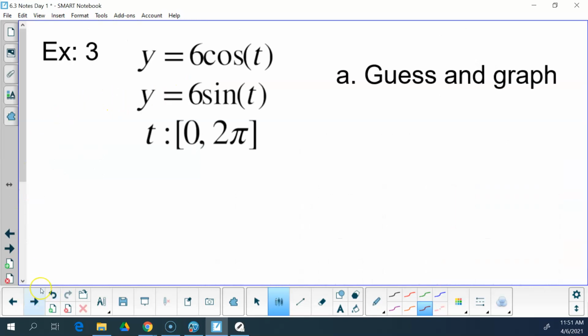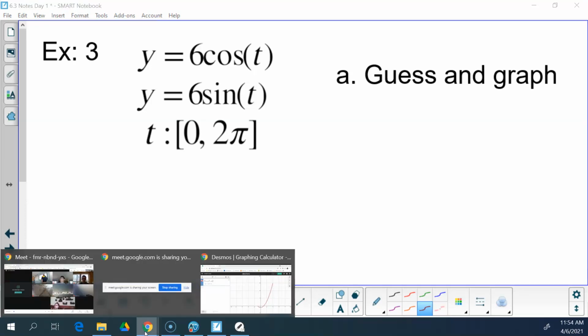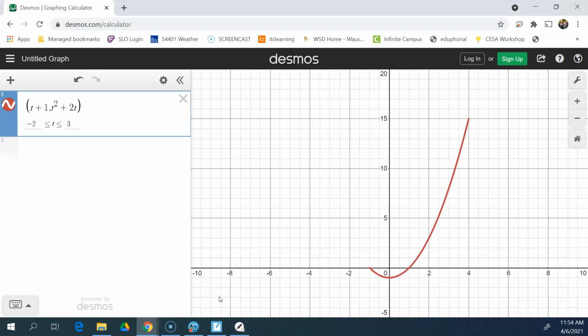So what I would like you to do now, and I'll let you choose how you want to do it, whether by hand, by the graphing calculator, or on Desmos, is guess what that graph is, and then actually graph it. I'm going to use Desmos just because I want to show you a couple more things in Desmos.